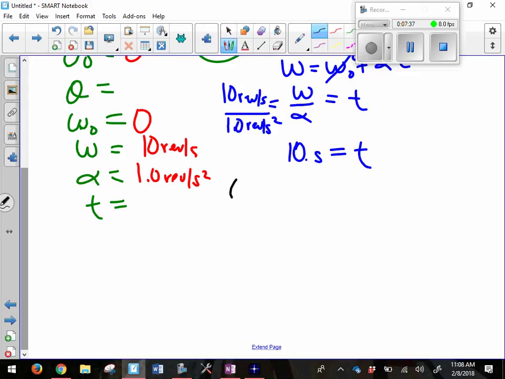All right, so how about part D? What's my find statement for part D? No, I don't want that, I already know what omega is. Theta, I need to find theta. I need to know how many revolutions we're going to go through. So what formula am I going to use now?